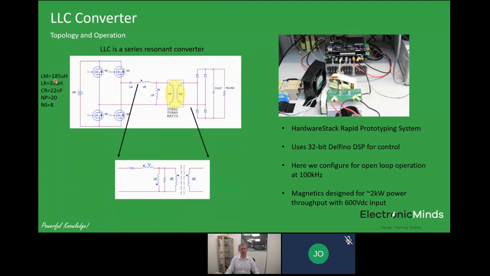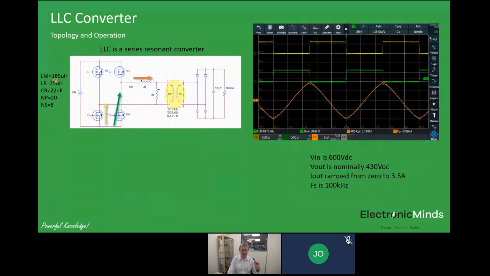There is a methodology you can go through to design these values. At the moment, I think it's more important to show you, if we were to use those values in a real converter, what waveforms does that give us? And then we can start talking about why these particular values are what we've used. So this is our series resonant converter.